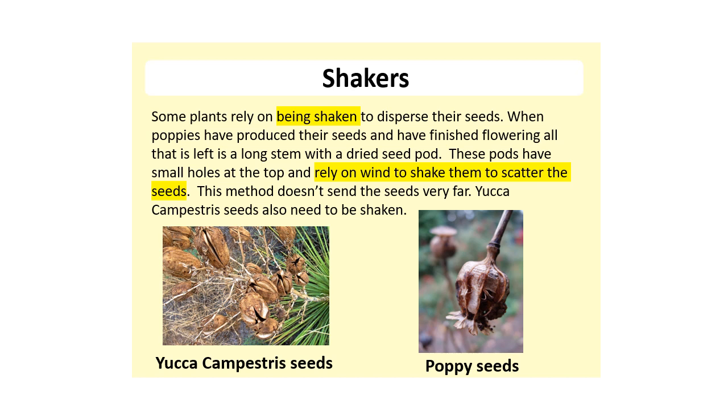Shakers. Some plants rely on being shaken to disperse their seeds. When poppies have produced their seeds and have finished flowering, all that is left is a long stem with a dried seed pod. These pods have small holes at the top and rely on wind to shake them to scatter the seeds. This method doesn't send the seeds very far. Yucca campestris seeds also need to be shaken.